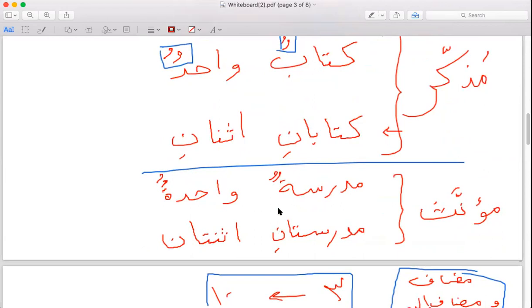So is the arrow showing? Can someone just confirm that? Yes, we can see. Barakallahu feek. Same for mu'annath.